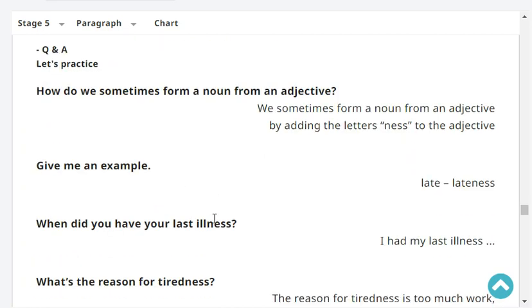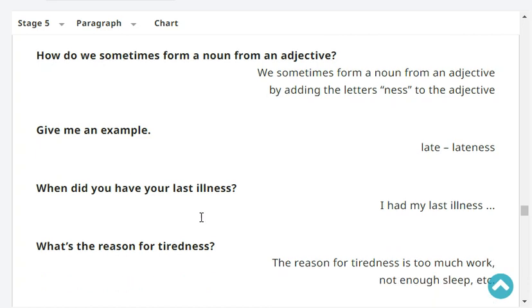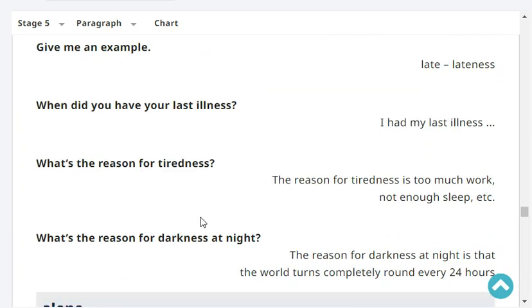When did you have your last illness? I had my last illness one month ago. Very good. But if you say my last illness was last month ago, no. Okay, very good. Next. What's the reason for tiredness?